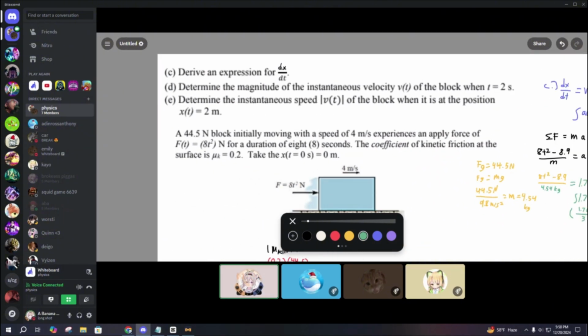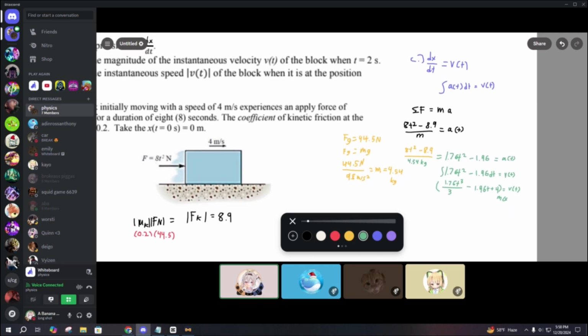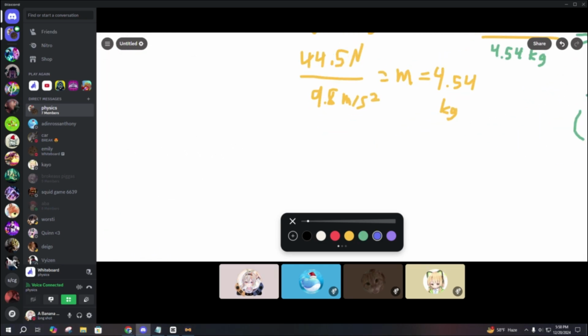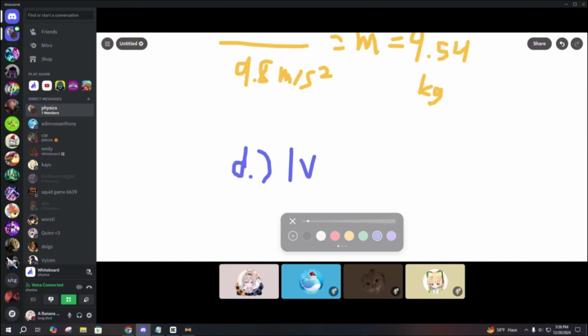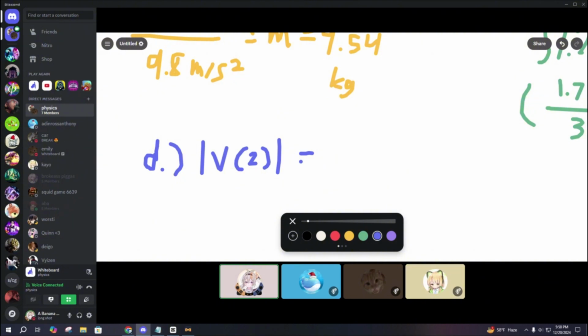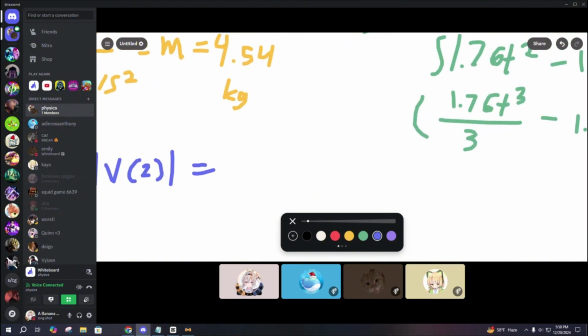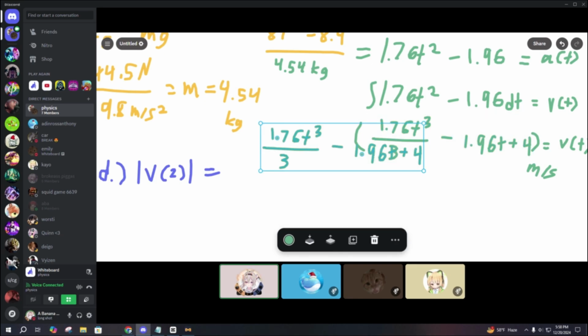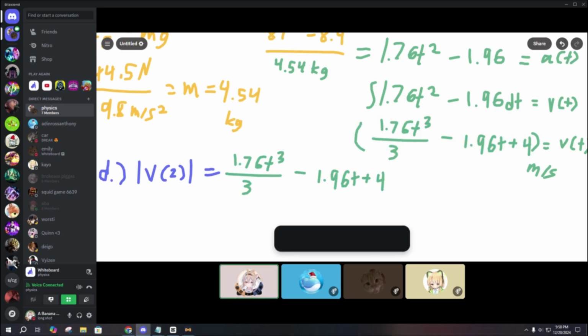Now, the magnitude of the instantaneous velocity when t equals 2. So that's going to be part D. So basically, I want the magnitude of the instantaneous velocity at 2, right? So that's really going to equal whatever I have here, because this is my velocity function at 2.